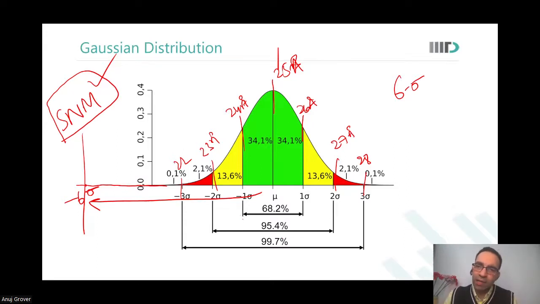99.7% are within 3 sigma. Why do I need to go to 6 sigma? But there are many cells. 1 MB could mean 1 billion.